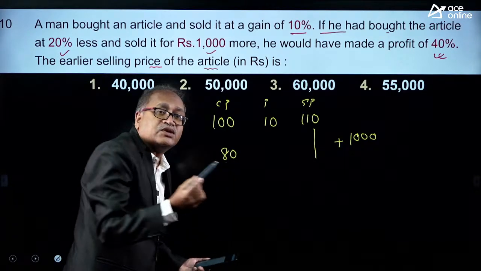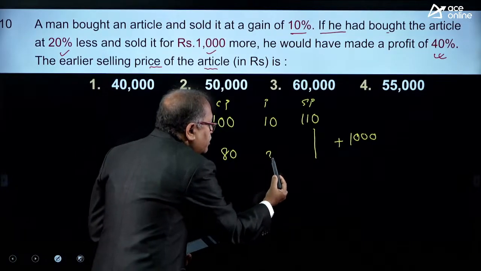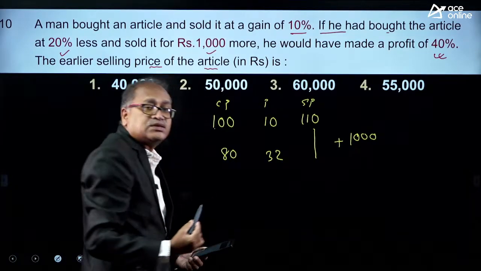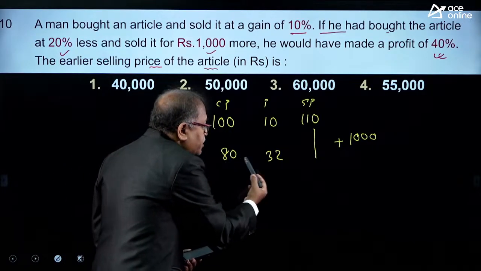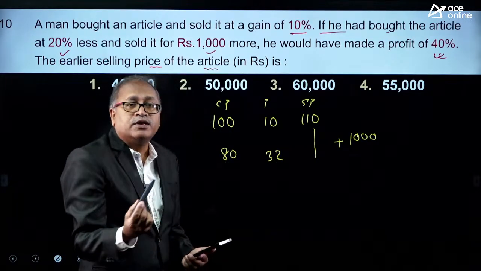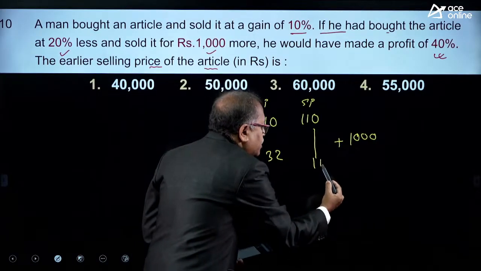What is 40% of 80? So 4 times 8 is 32. So his profit would have been 32 if the cost price is 80. And what would have been the selling price? Selling price will be 80 plus 32, that is 112. So here it becomes 112.